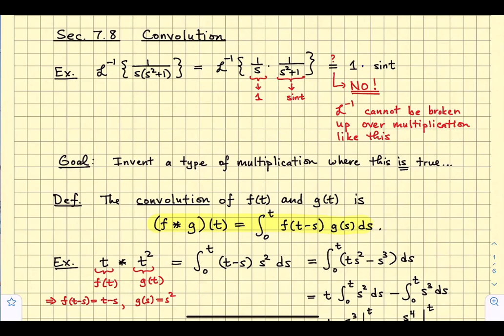Now I fully admit at this juncture we have no feeling for this type of convolution multiplication. We can't presuppose any of its nice algebraic properties.